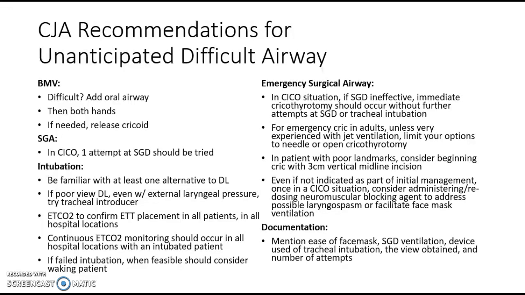For emergency cricothyrotomy in adults, unless very experienced at jet ventilation, limit your options to needle or open cricothyrotomy. In patients with poor landmarks, consider beginning the cricothyrotomy with a 3 cm vertical midline incision. And, finally, even if not indicated as part of the initial management, once in a cannot intubate, cannot oxygenate situation, consider administering or redosing neuromuscular blocking agents to address possible laryngeal spasm and to facilitate face mask ventilation.